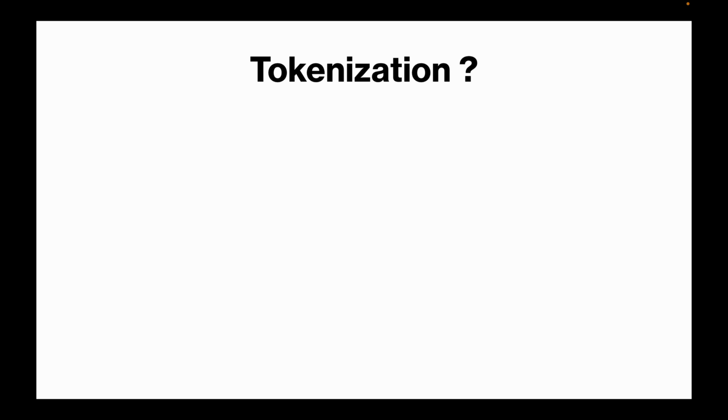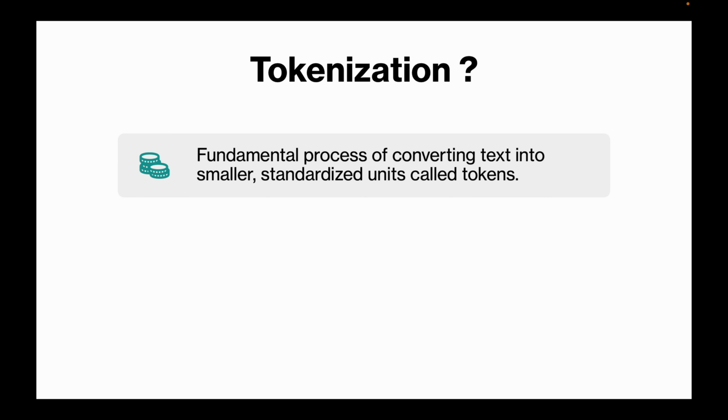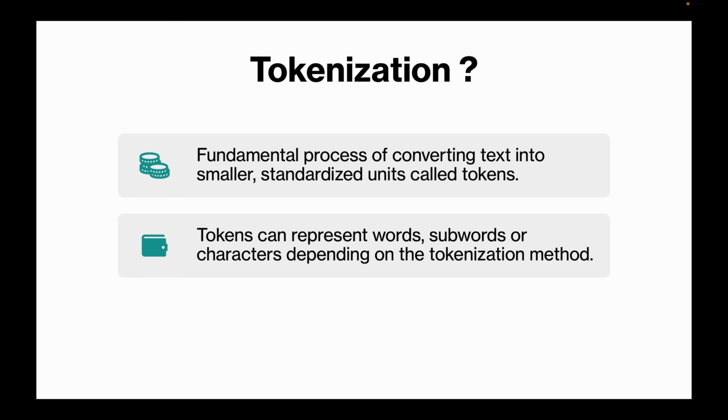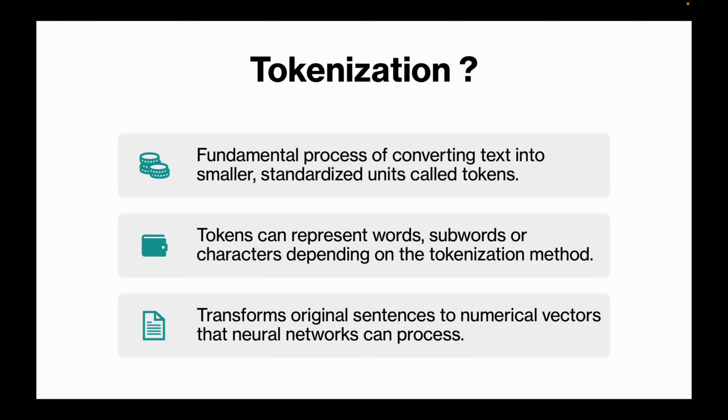What is tokenization? Tokenization is the fundamental process of converting text into smaller and standardized units called tokens. Tokens can represent words, subwords, or characters depending on the tokenization method. The tokenization method transforms original sentences into numerical vectors that a neural network can process. Therefore, tokenization acts as a medium between machine and human language.